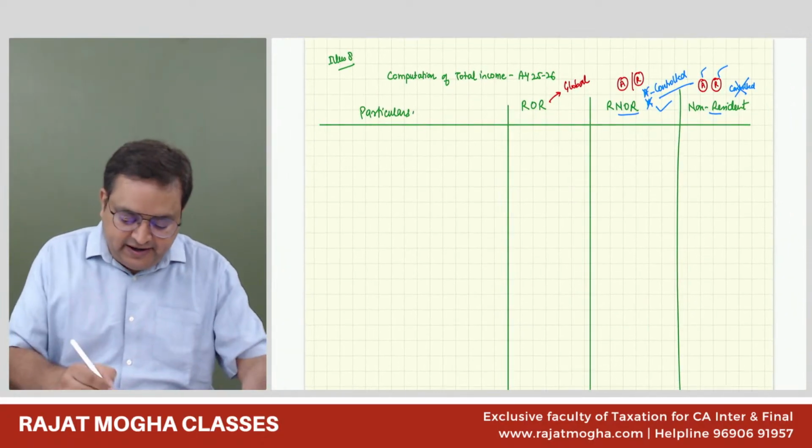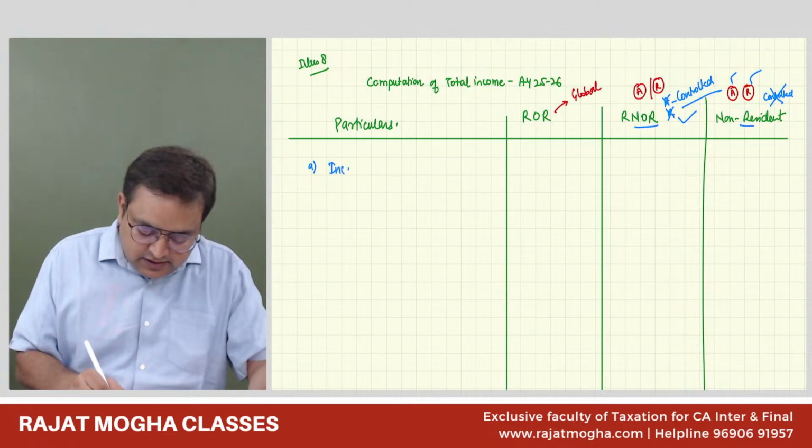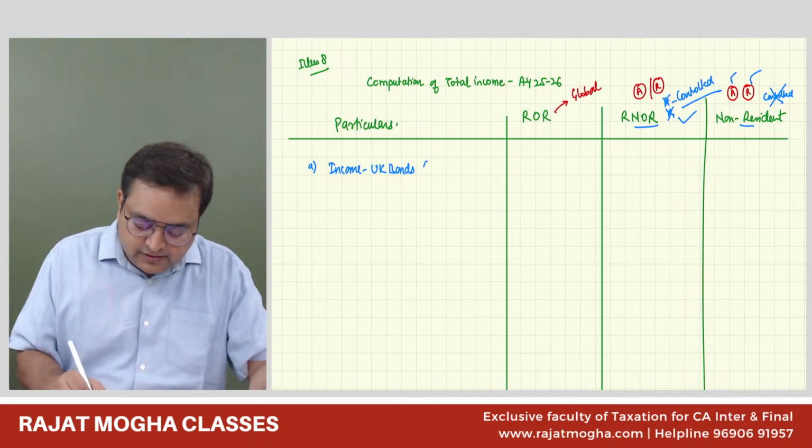So how will we be writing it? Simple. Income, UK bonds, 50% received in India.